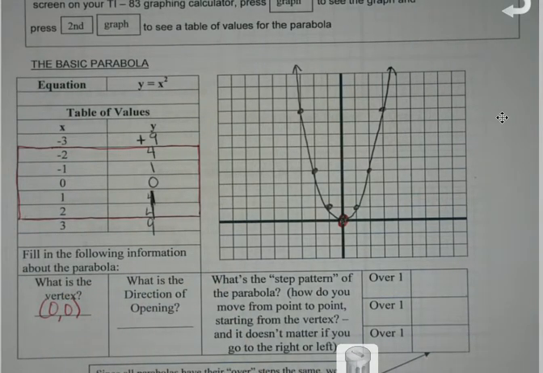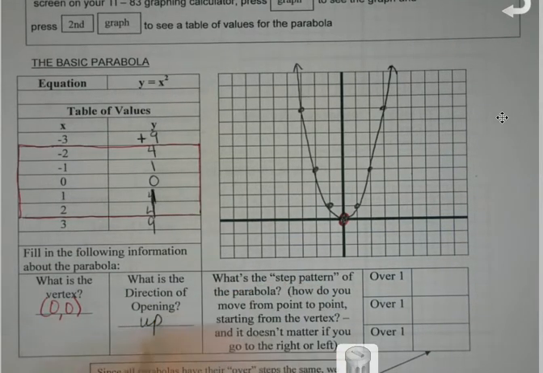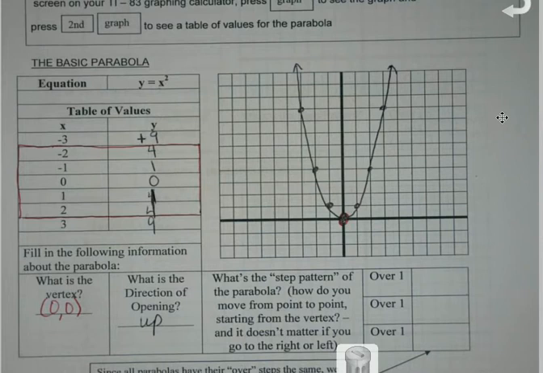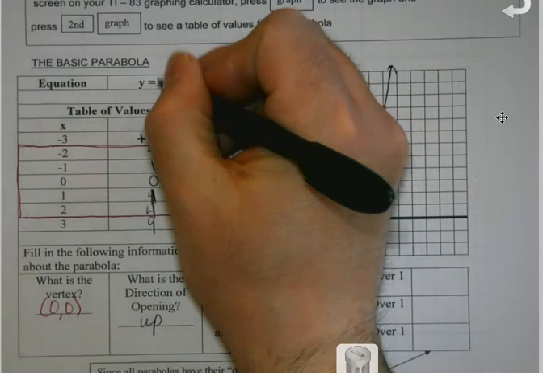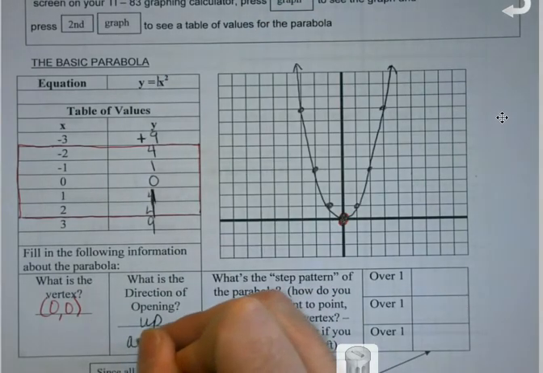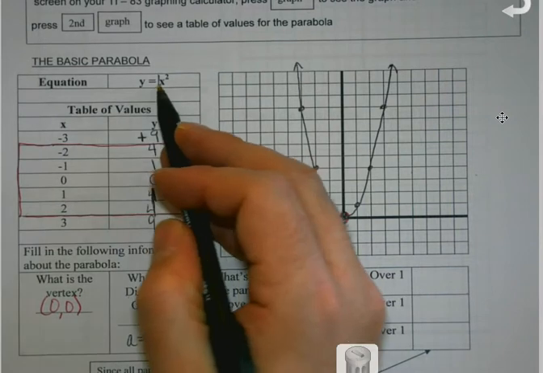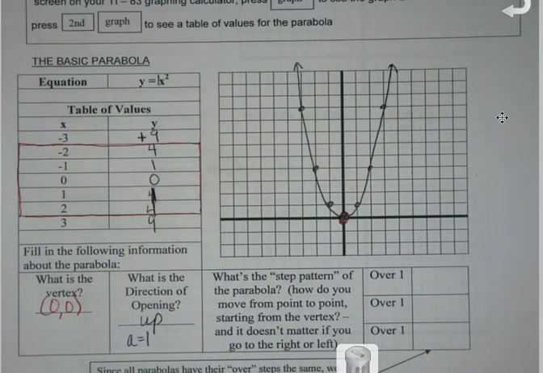We also talked a little, even though we didn't get into it much, about why it opens up. The reason for that is the value in front of my x squared. Now, if I don't see a number in front of x squared, what number's there? Is it 0? 1. Okay. So if that's a 1, my a value is 1. It's positive. So if I have a positive value in front of x squared, it opens up. If I have a negative, it opens down. Just that bit of information could help me out.